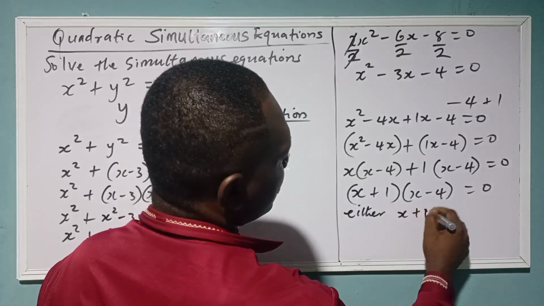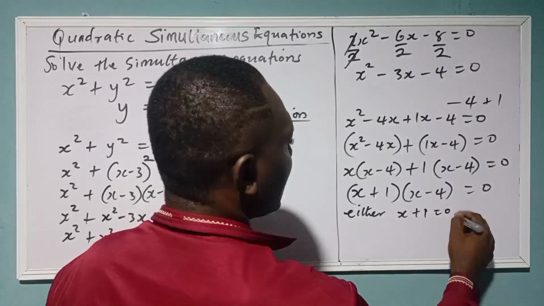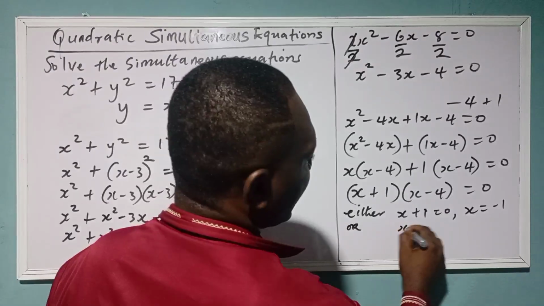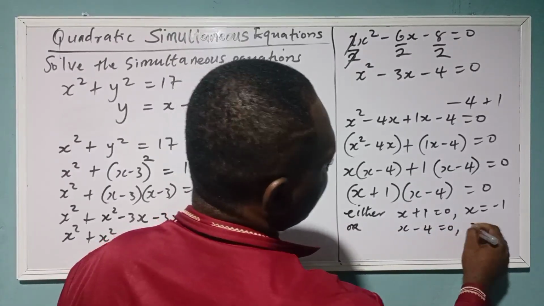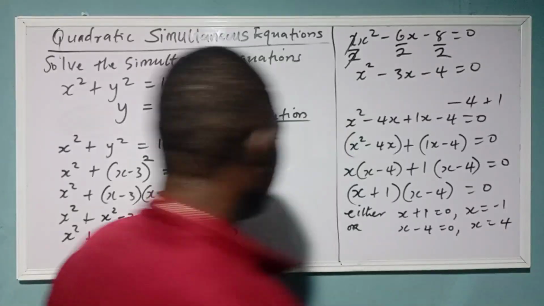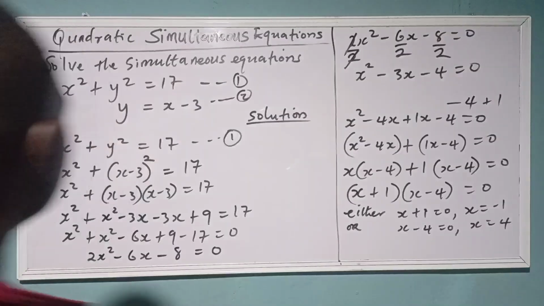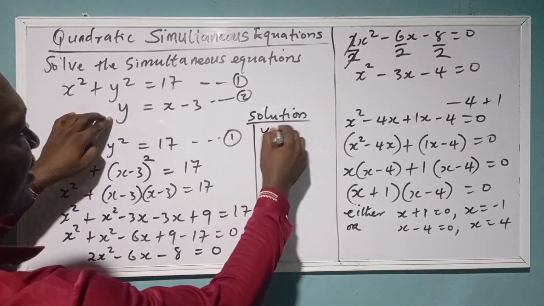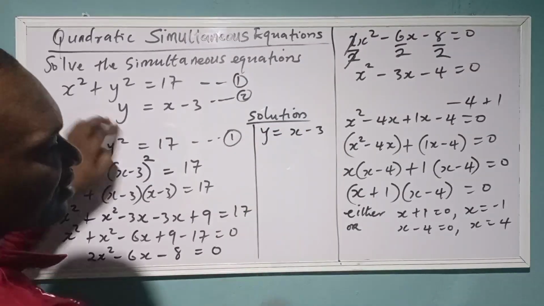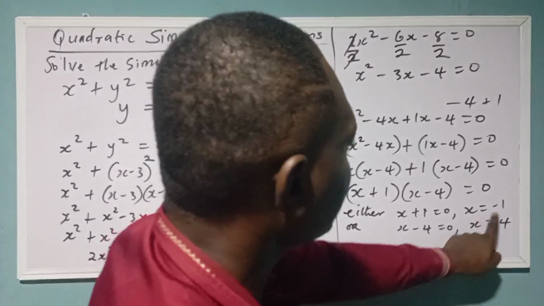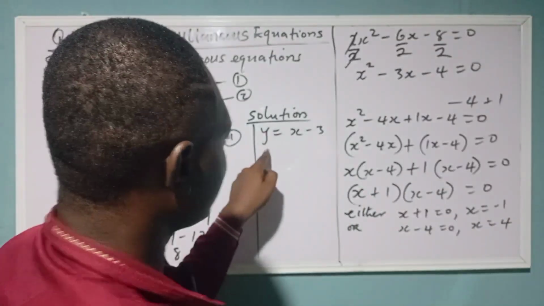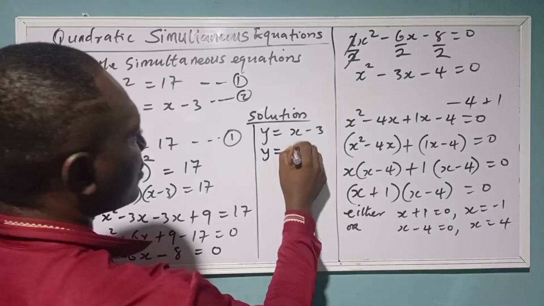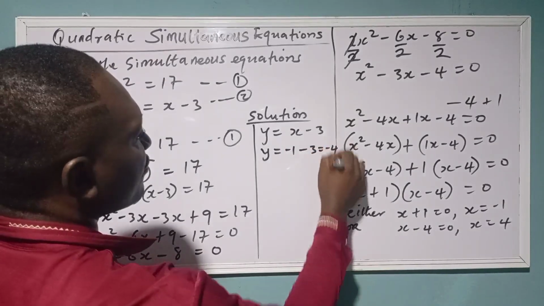So this is either x plus 1 is equal to 0 and x is equal to minus 1, or x minus 4 is equal to 0 and x is equal to 4. If this is gotten, we will substitute it into this equation to find the value of y. Here it is said y is equal to x minus 3, right? So for the first value of x, minus 1, we substitute it there to get the first value of y. y will be equal to minus 1 minus 3, that gives you minus 4, right?